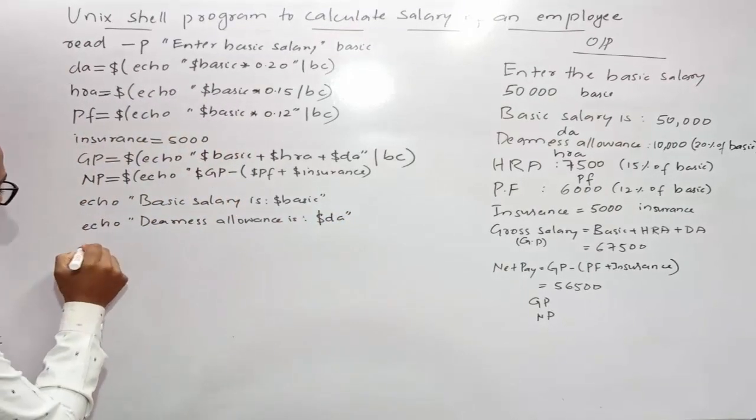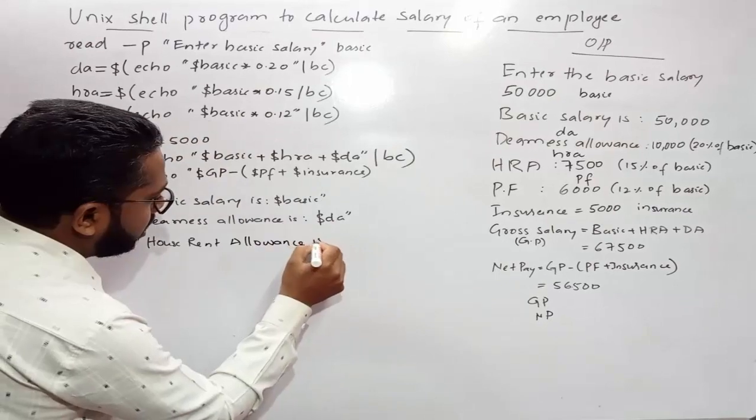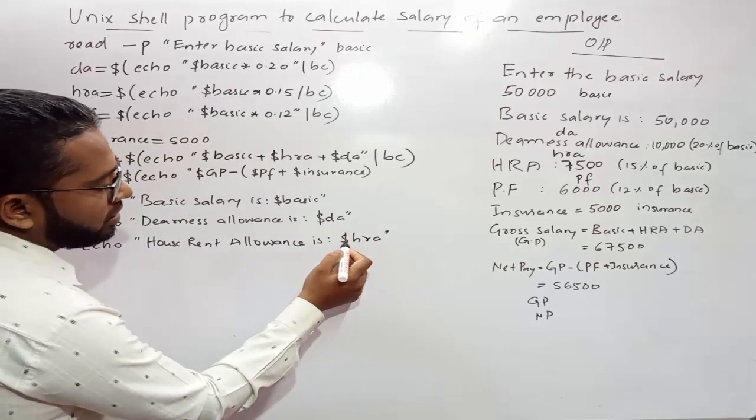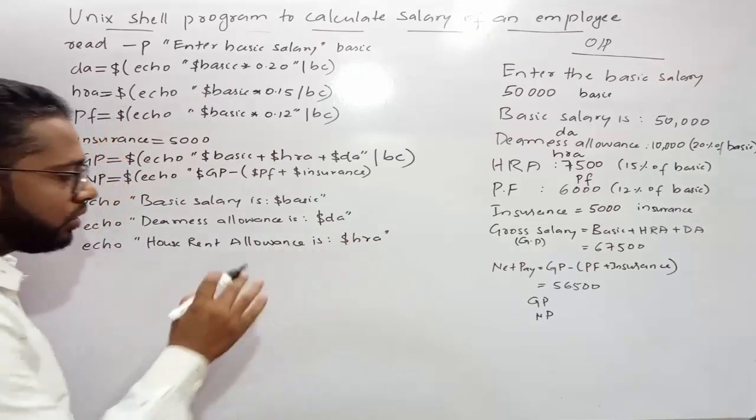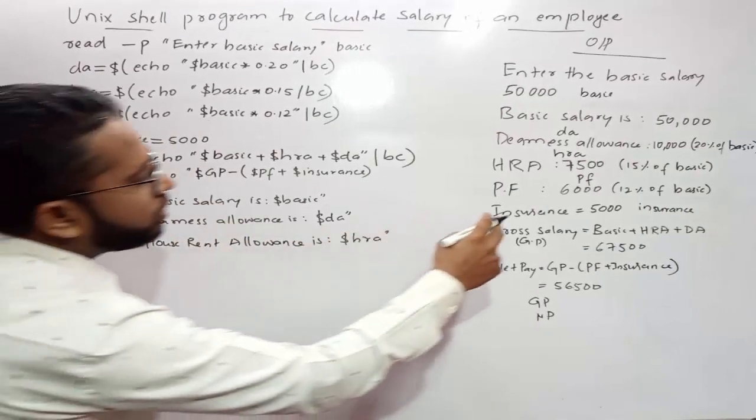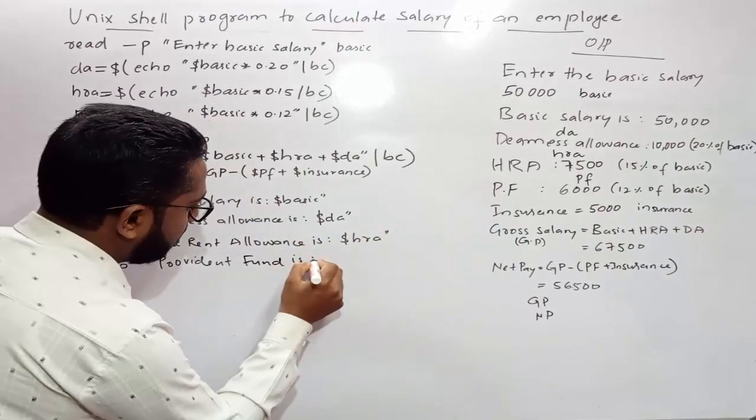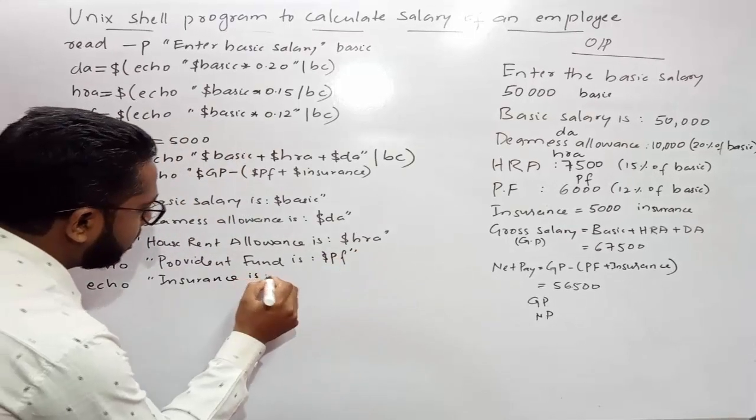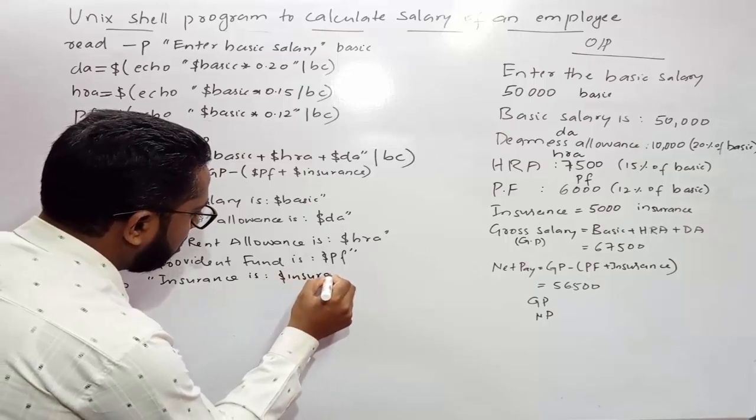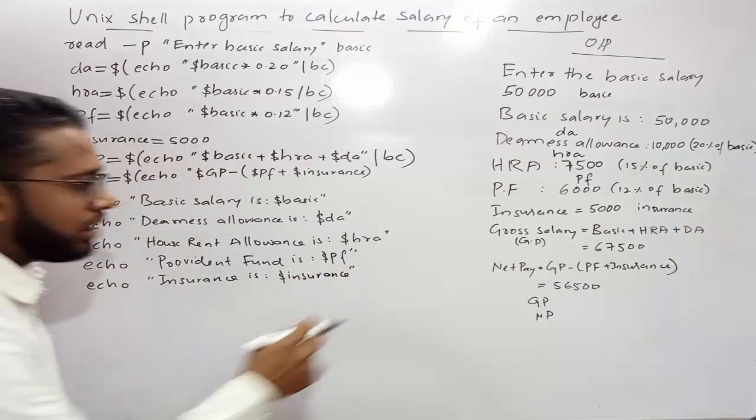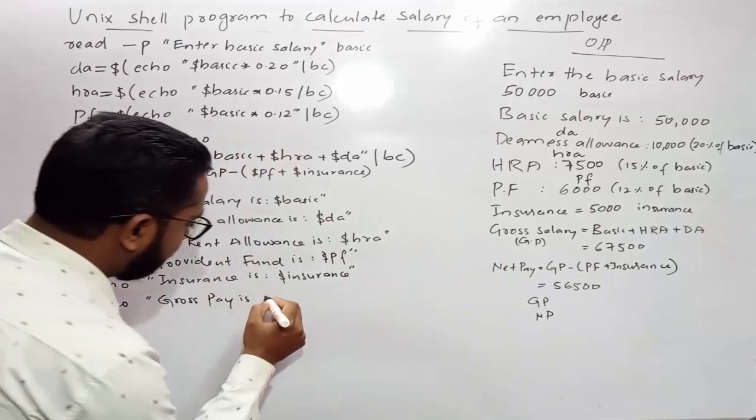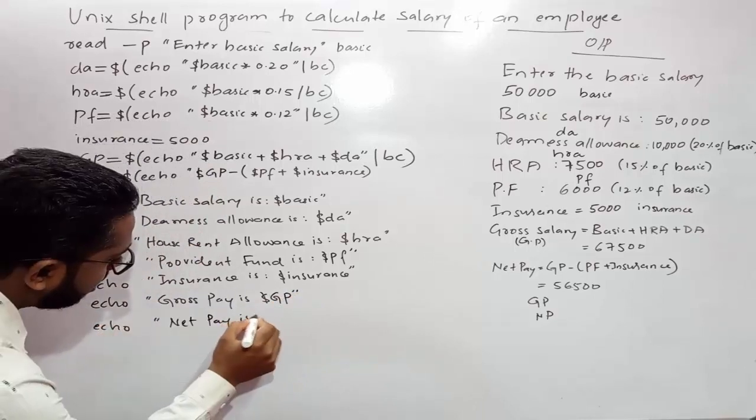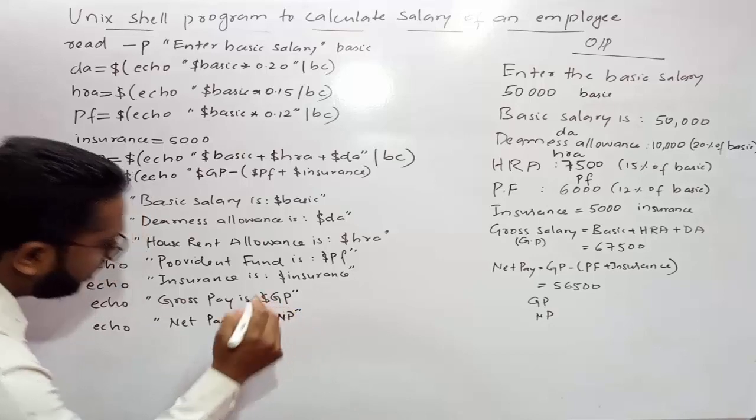Similarly, we need to print HRA: allowance is dollar HRA. You should not put space between the dollar and the name of the variable. If you put the space, then you will get an error. Next we need to print PF is dollar PF. Next, insurance is dollar insurance. Next, we will print gross pay is dollar GP. Then last, net pay is dollar NP, double quote close.